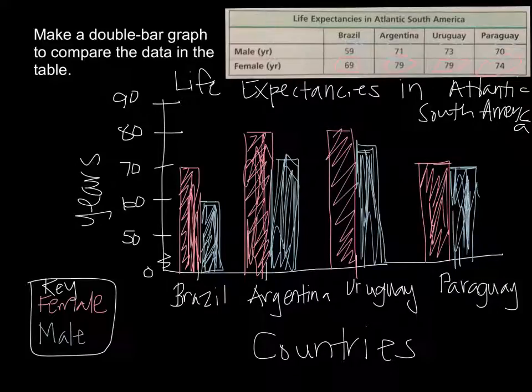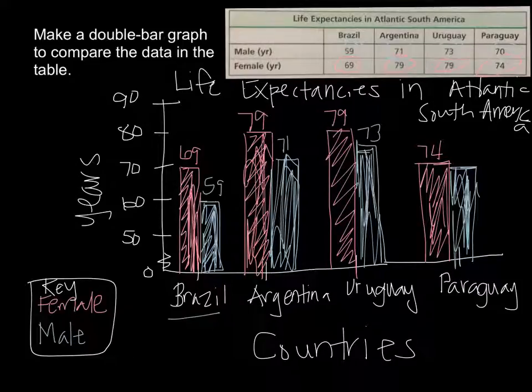Okay, so this is called a double bar graph. It's called double because for each country we have 2 bars. And now some people, to make it even more accurate, they like to put the numbers on top of it. So the females, they would do, this is 69, this is 79, this one is 79, this one is 74. Just because it's hard to be exact when we're just making them by hand. 59, 71, 73, and 70.